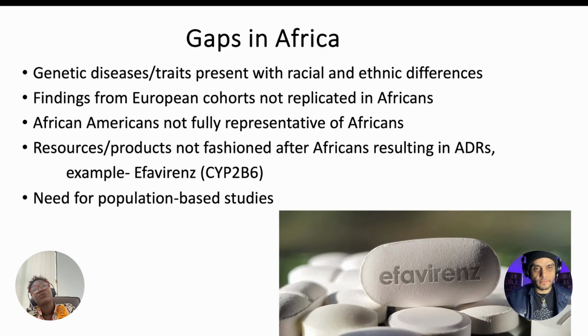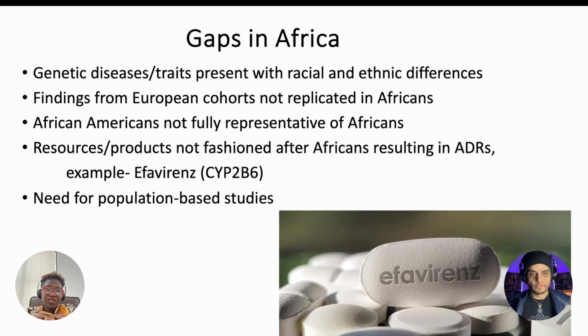And if you decide to resort to African Americans, thinking, well, they're recent migrants from Africa, you realize they're not fully representative of Africans. Africa is really diverse, and African Americans are mostly from West Africa, and they happen to be mixed with Native Americans and Caucasians as well. Now you realize that some of these products or resources that are developed on Caucasian backgrounds, when they're just copied and pasted in Africa, they don't work as well.